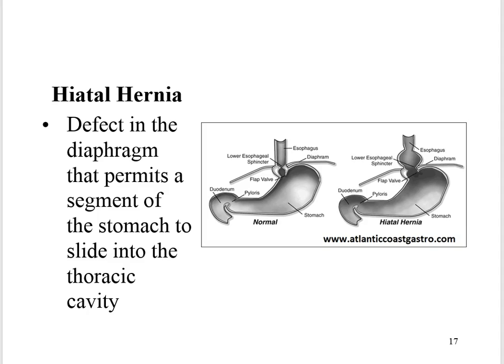A hiatal hernia. This is a defect in the diaphragm that permits a segment of the stomach to slide into the thoracic cavity. Just below the diaphragm, the esophagus joins the stomach. In people with a hiatal hernia, the opening of the esophageal hiatus is larger than normal, and a portion of the upper stomach slips up or passes through the hiatus and into the chest. So there's your esophageal hiatus right there.